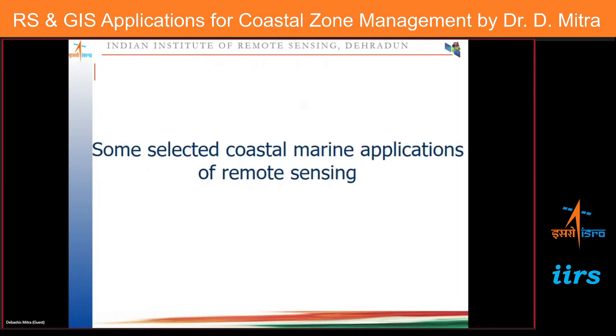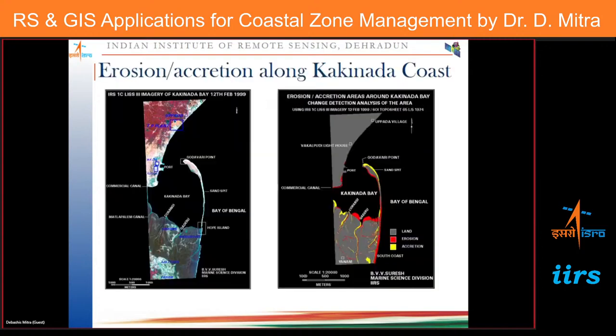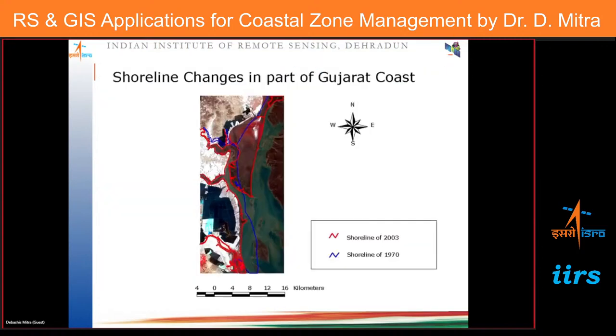Now, in the last few minutes, I will be able to show you some case studies of remote sensing GIS. Whatever I have told you so far, like you can see, this is shoreline change in part of the Gujarat coast, where we have digitized the shoreline from the satellite data of 2003, and the blue line, the shoreline, has been digitized from the Survey of India contours of 1970. So I can superimpose it on the satellite data backdrop. The yellow line and the blue line is the shoreline of 1970.